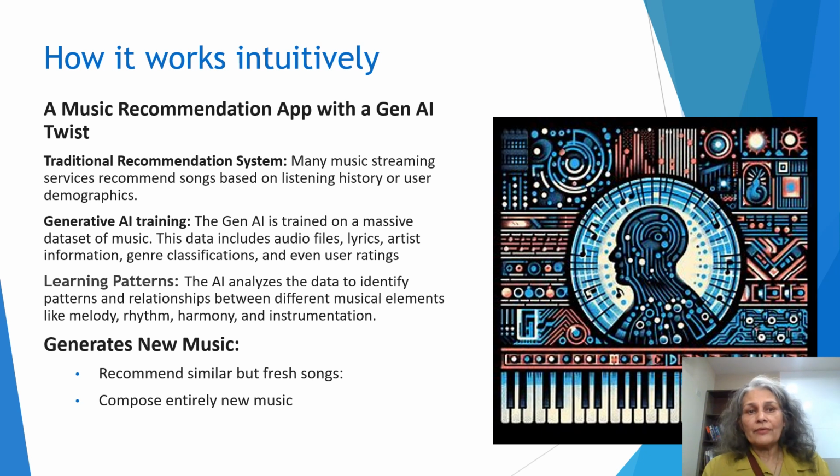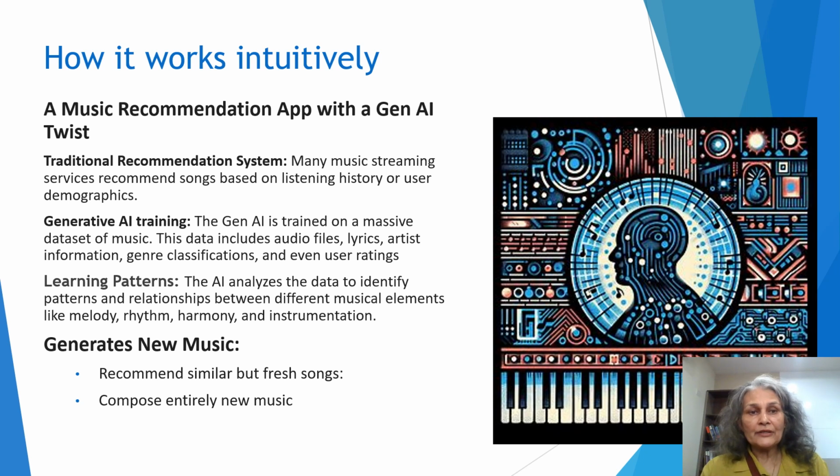The traditional recommendation system, which is, by the way, something similar to what Netflix also uses and is used by many music streaming applications, recommends songs based on listening history, user demographics, etc. Essentially, based on all this information, the traditional algorithm makes predictions based on observed user patterns. Now, how does generative AI work?